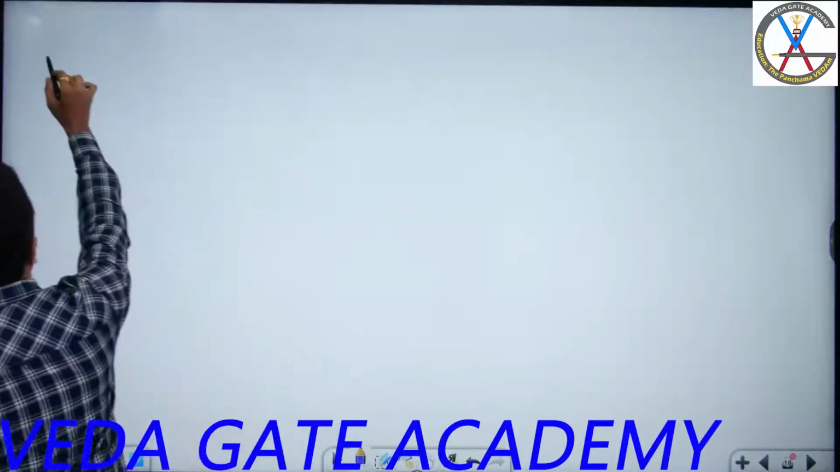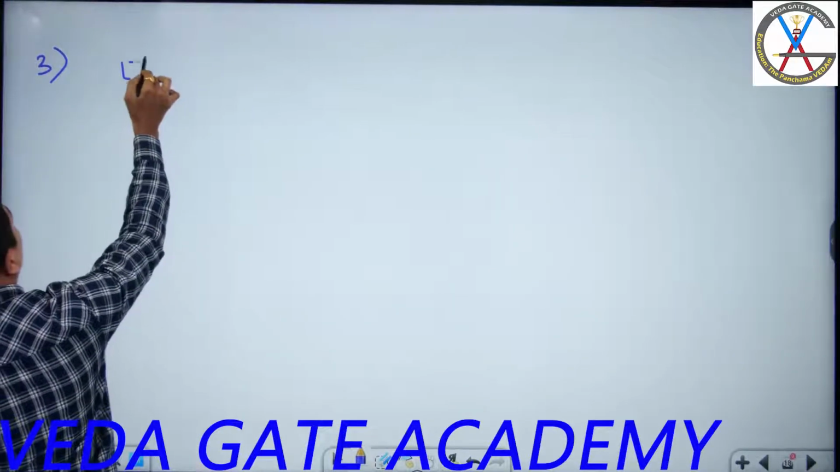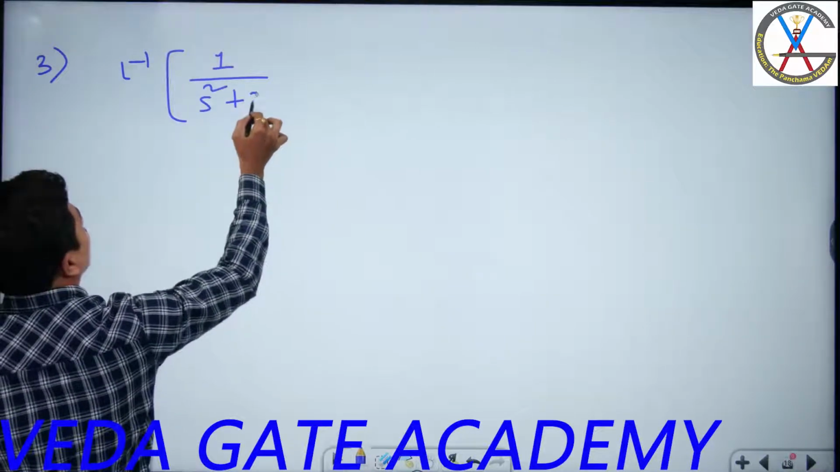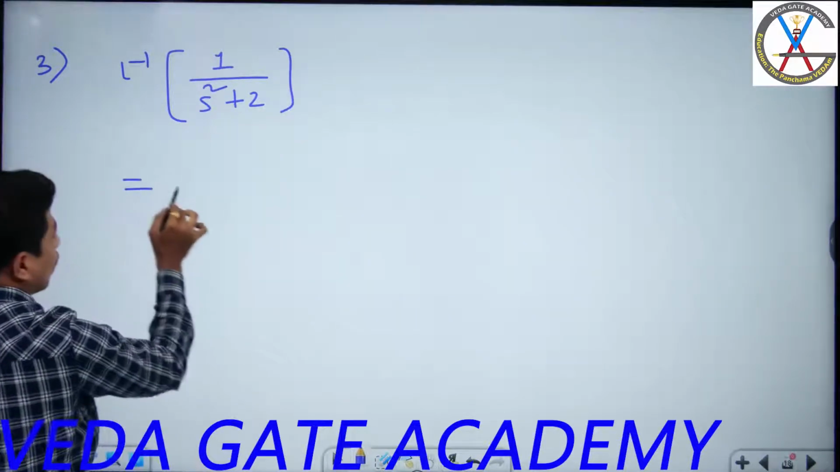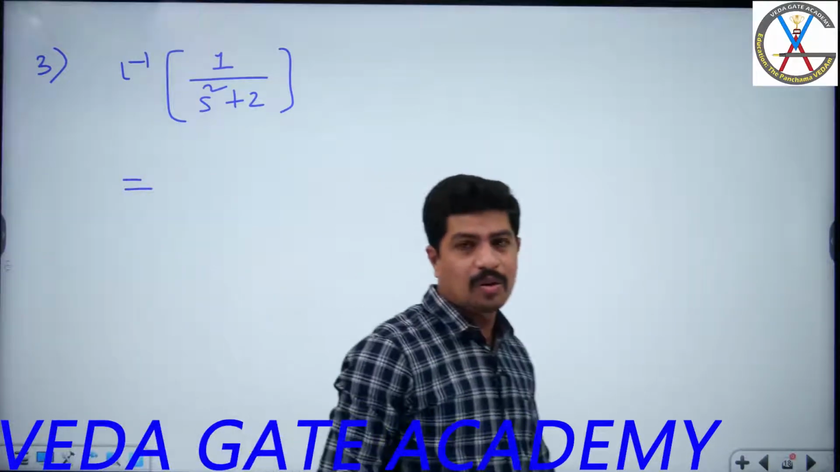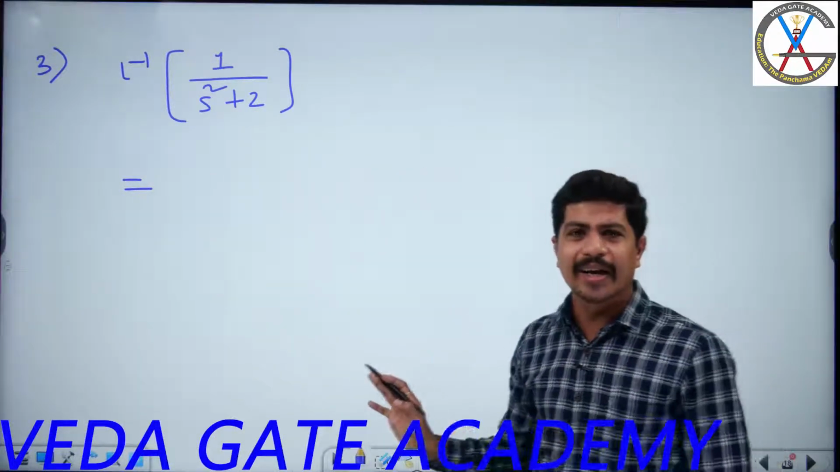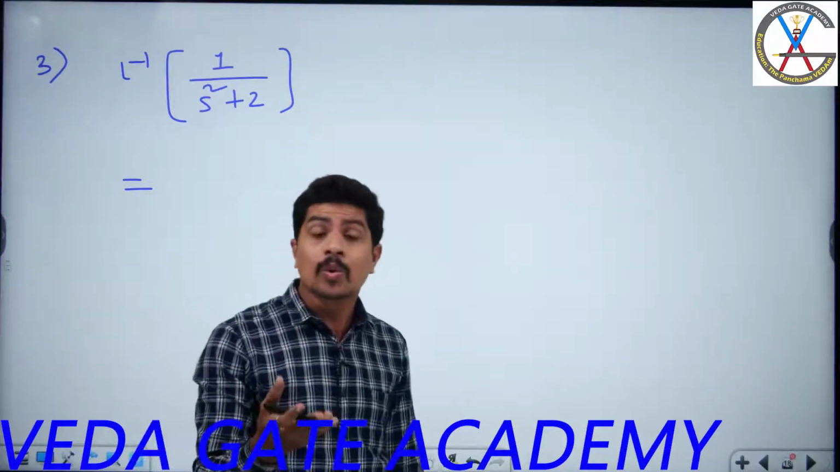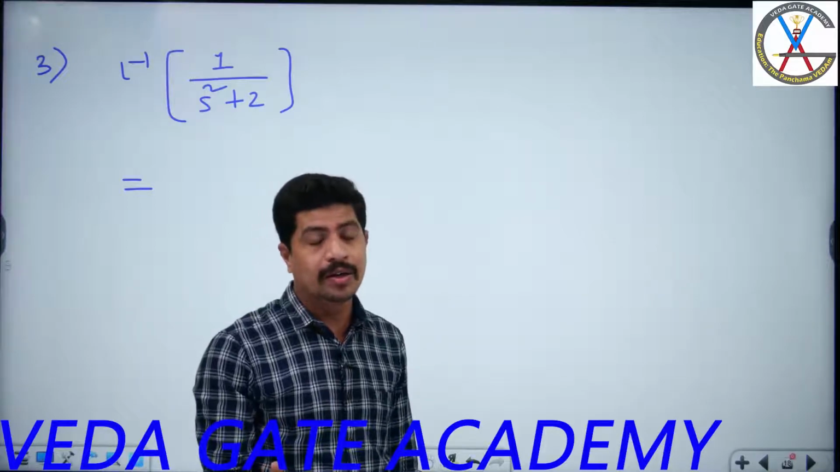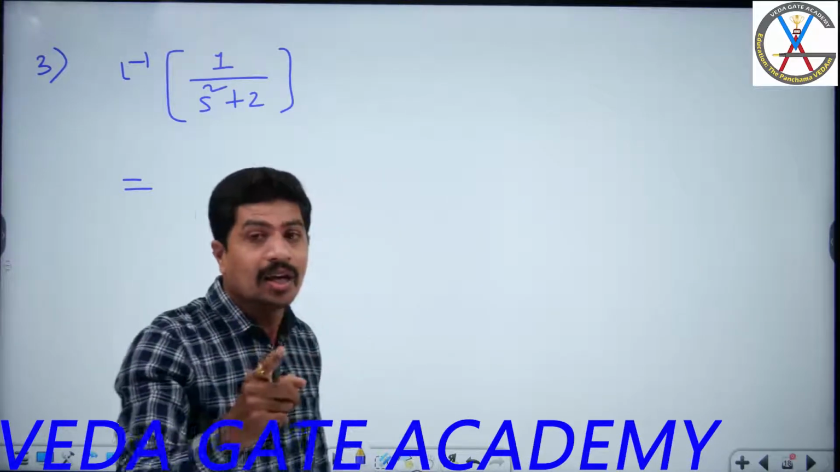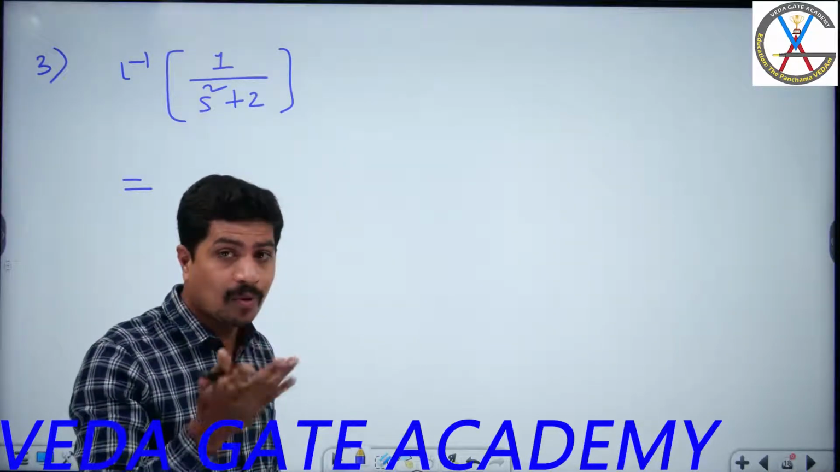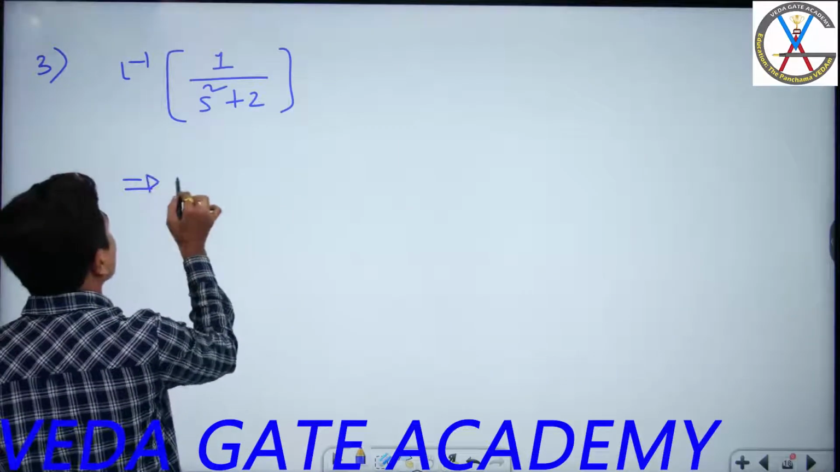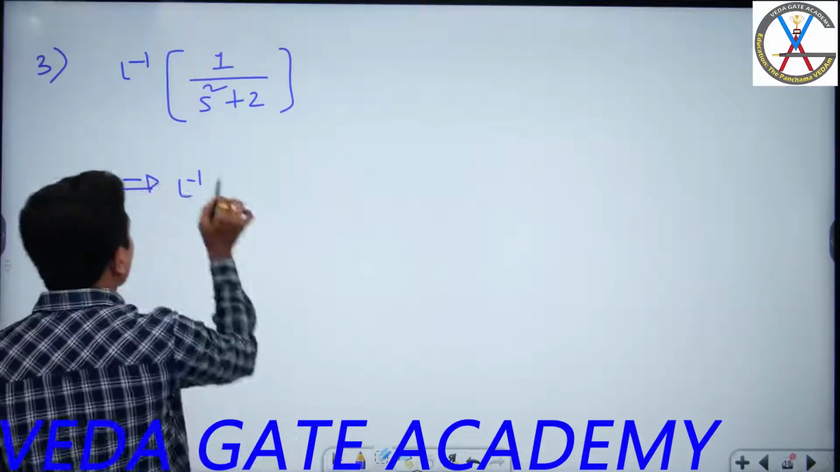Next question, the third question: find the inverse Laplace transform of 1 by s square plus 2. Within 30 seconds, I want the answer from you, brother. Look at it. In the denominator, s square and a constant, no s term. In the numerator, we have a constant. Means definitely it is sine. But is it in standard form? No. Let's convert into standard form. That implies L inverse of the solution.